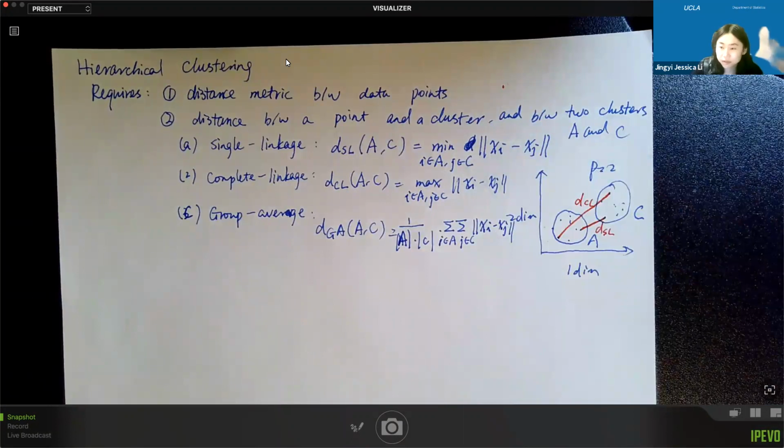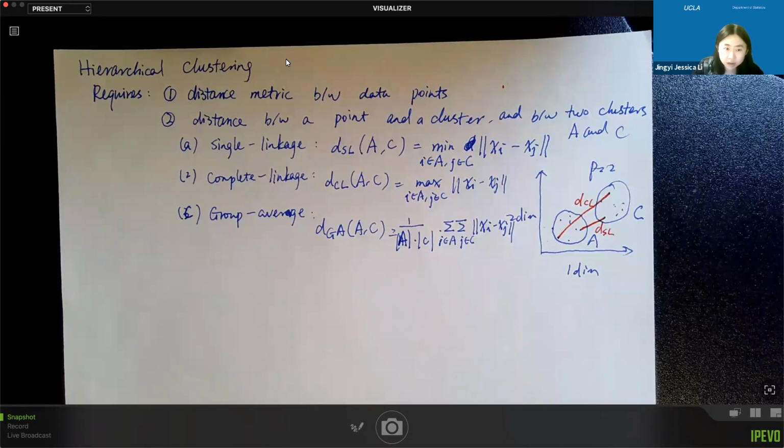That's why when you use hierarchical clustering for your research paper, please make sure in the method section you specify, okay, when I do hierarchical clustering, I use single linkage, I use complete linkage, or I use group average. I think in R, the default is complete linkage, if I remember correctly, if you don't change it. So this will determine how we do aggregation.